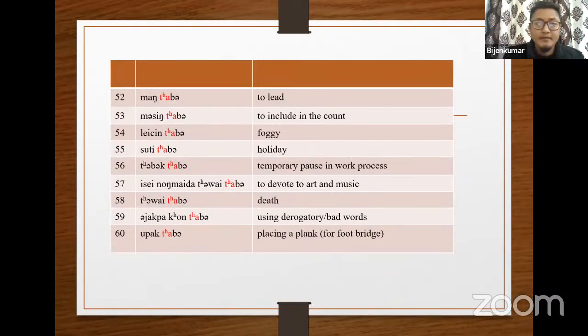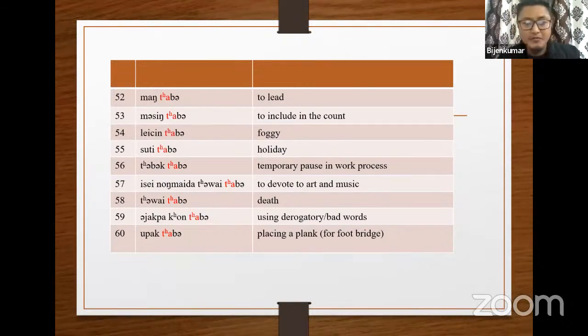Okay, I think we still have time. Then this is also a continuation of the earlier slide. Mang Thaba means to light, then Masing Thaba is to include in the count. Lesin Thaba is a foggy. Di Thaba is holiday. Then thabak thaba is a temporary pause in the work process, meaning when we are working, we say, let's have a break. In that kind of situation, we used to say thabak thaba. Or if it is that's all for today, in that way also we used to say thabak thaba or thabak thare.